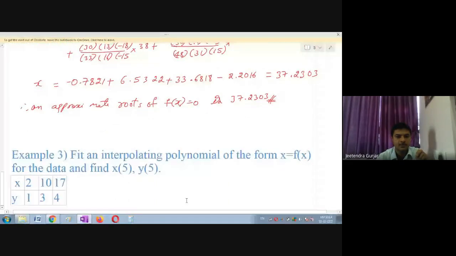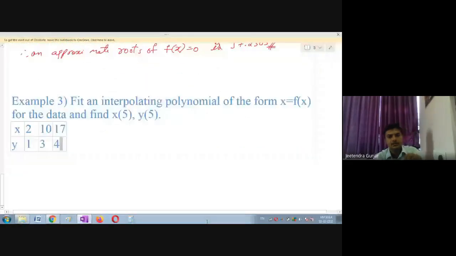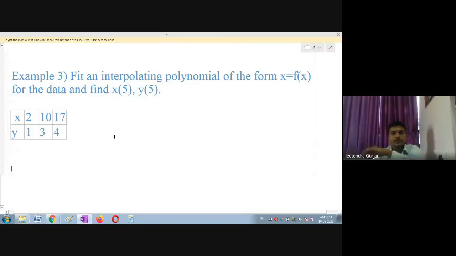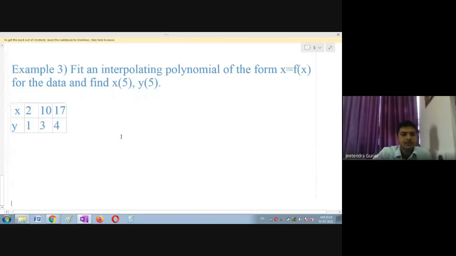Yes, this is quite different. What it says here is that we have to find the interpolating polynomial. Let us solve this now. Yes, friends, please write down the question fast. Fit an interpolating polynomial of the form x is equal to f of y for the data, and find x of 5 and y of 5.